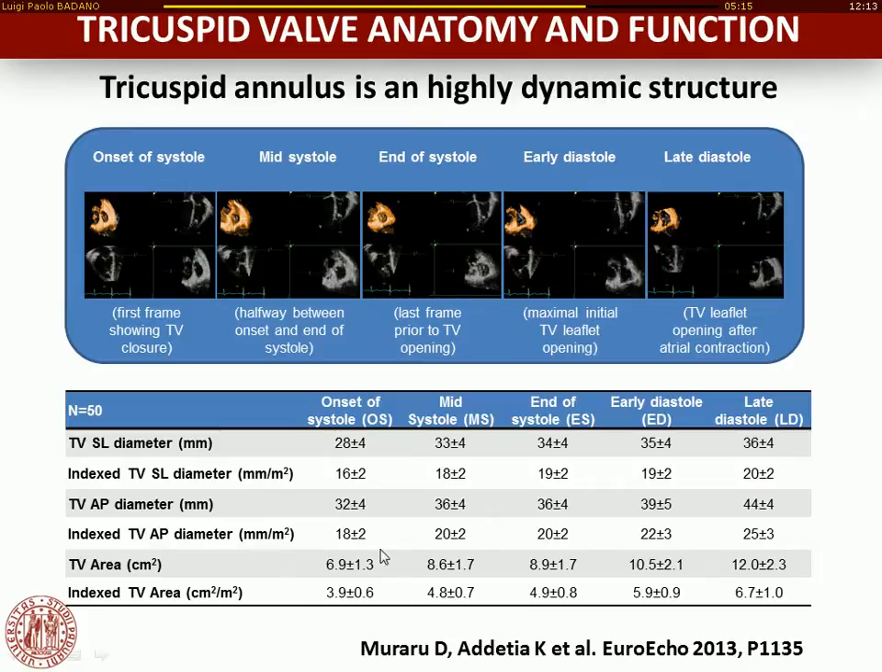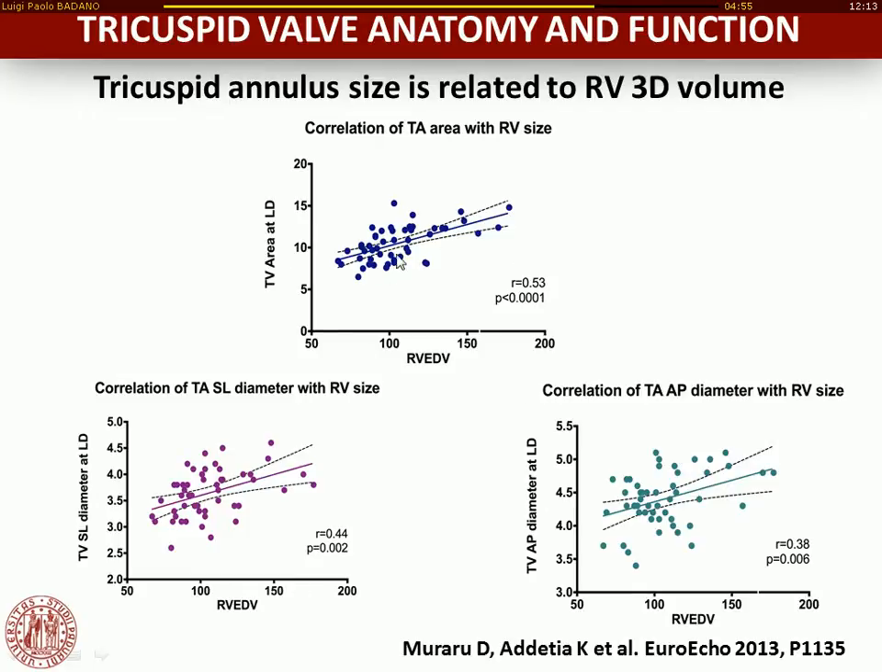And if you look at the area, you see that you have the highest value in late diastole, so just before the valve starts to close, and then there is a change of the area continuously throughout the cardiac cycle. And also, quite important, they show that the size of the annulus, whether you measure the area or the diameters, is related to the size of the right ventricle. So it seems that the cardiac chamber has an important influence on the size of the tricuspid annulus.